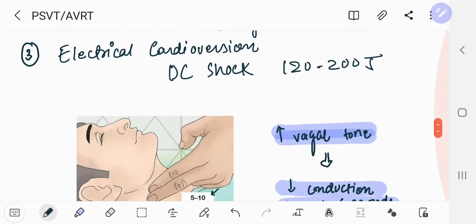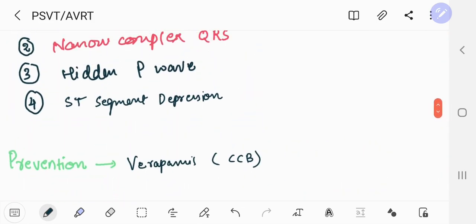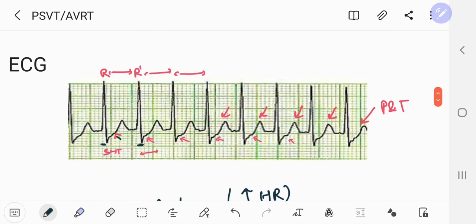So this is all about PSVT. I hope you understood what to look for in the ECG in case of PSVT and what the course of treatment is in this case.